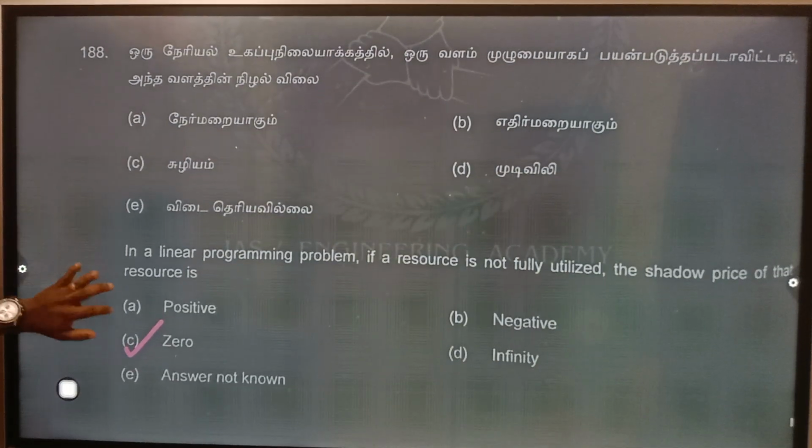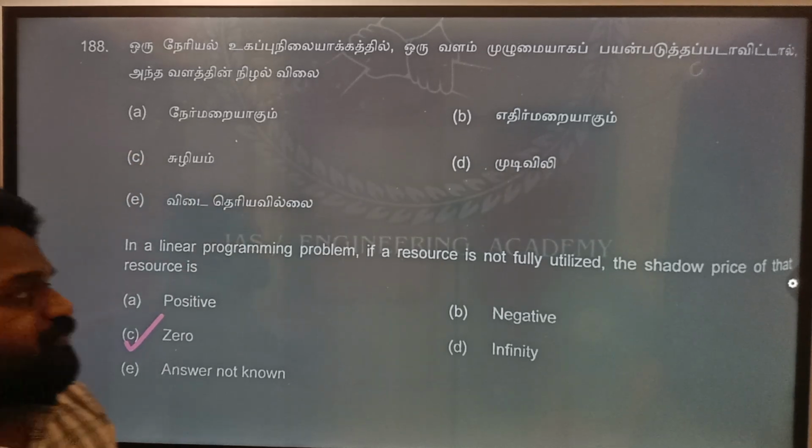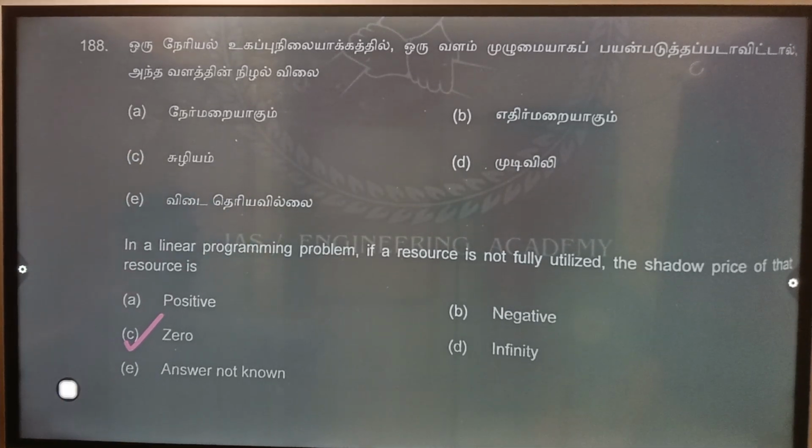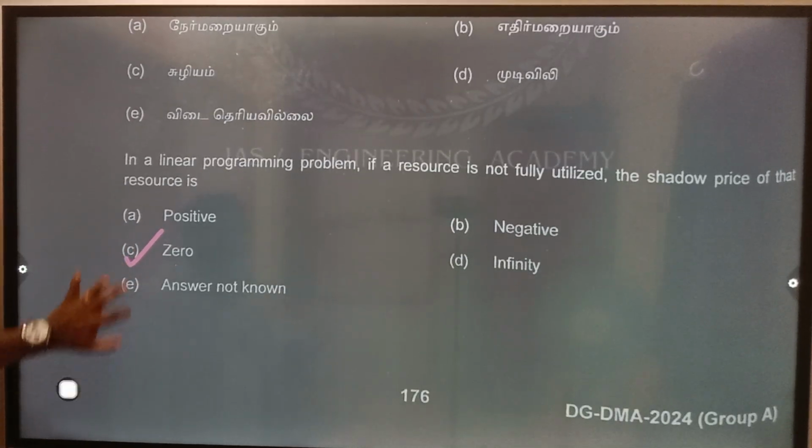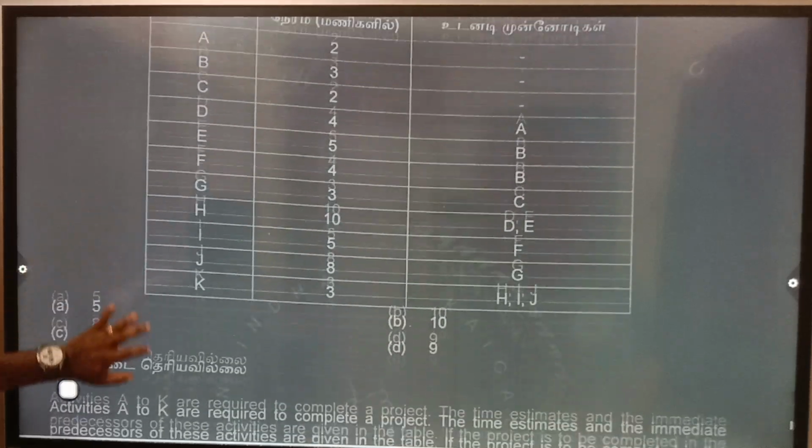Then 188. In a linear programming problem, if a resource is not fully utilized, the shadow price of that resource is 0. C is the answer. Then 189.